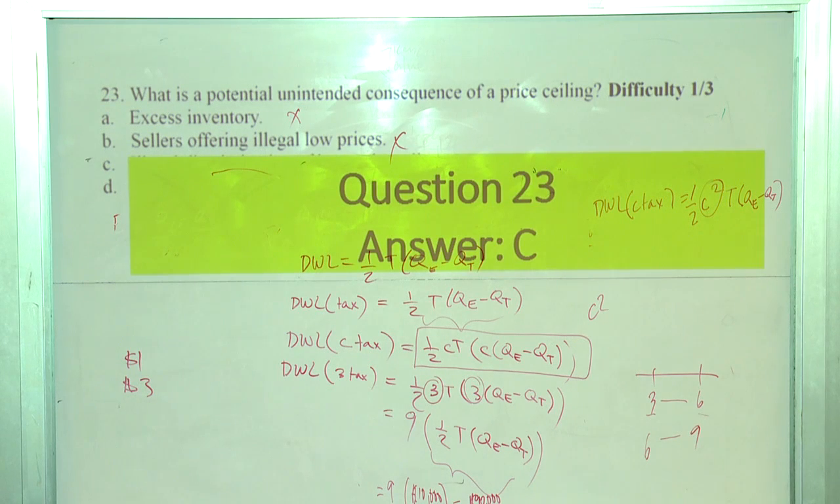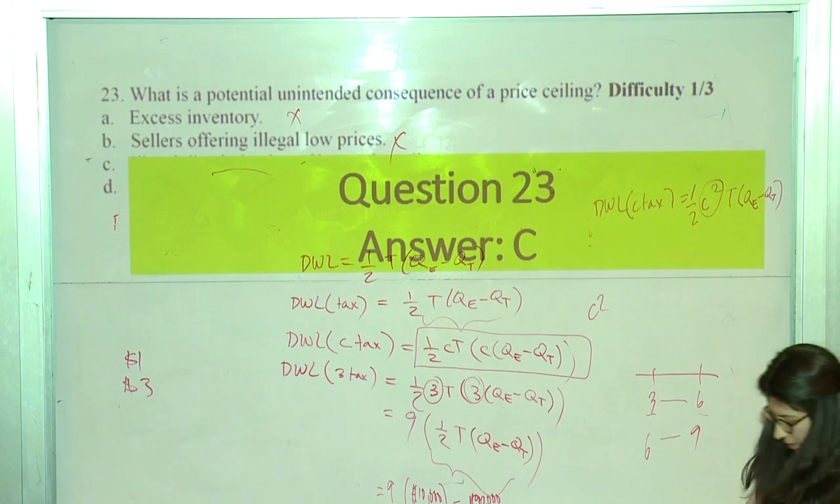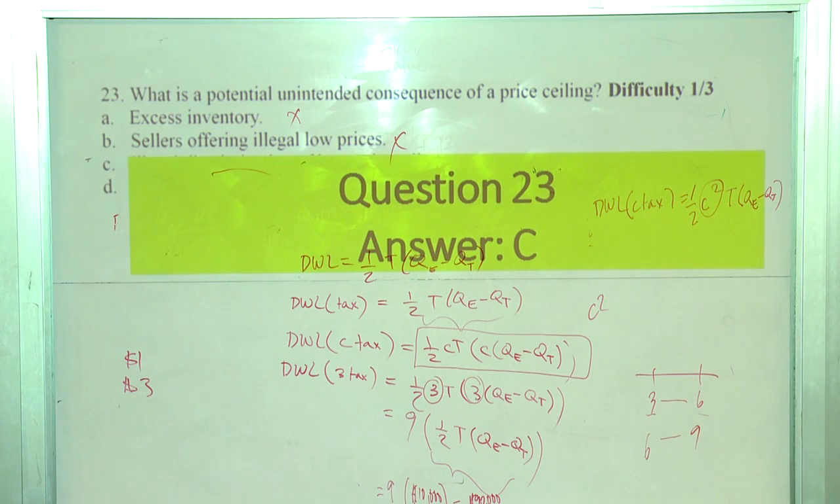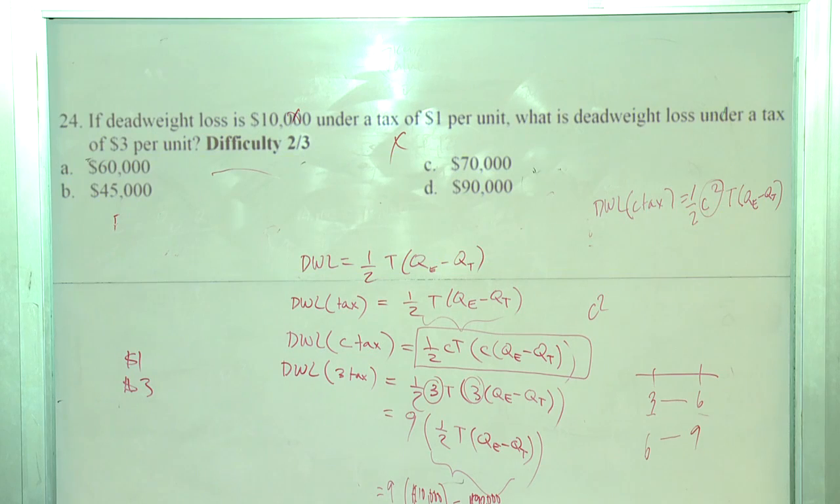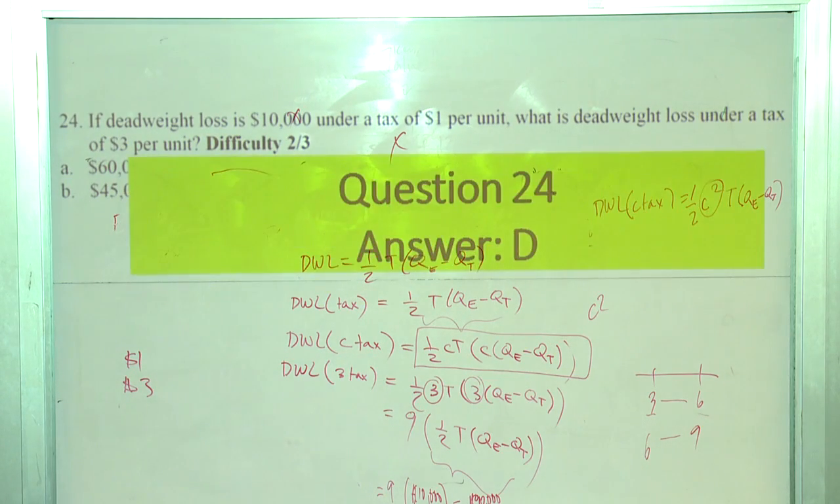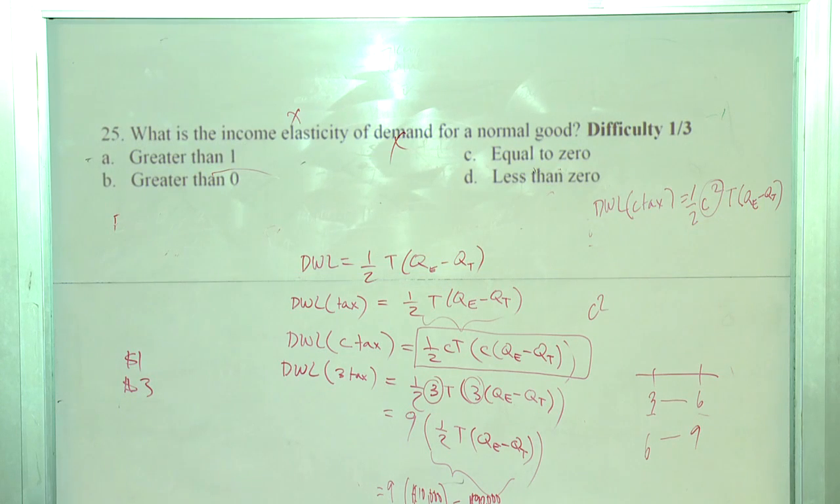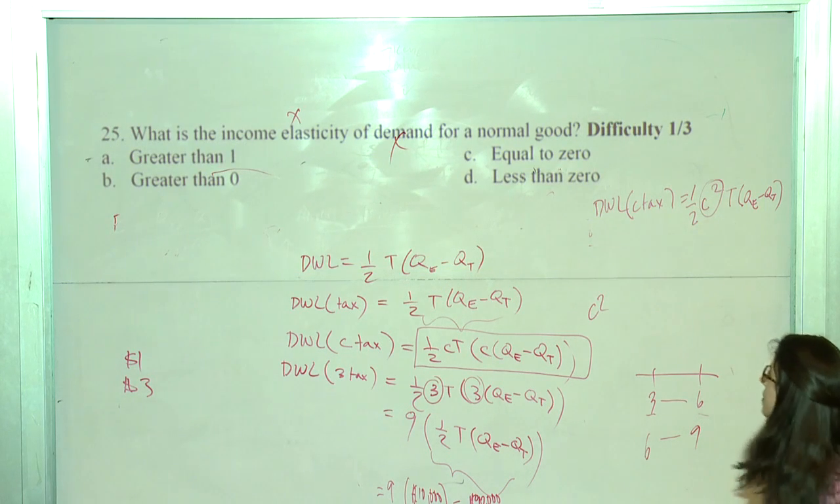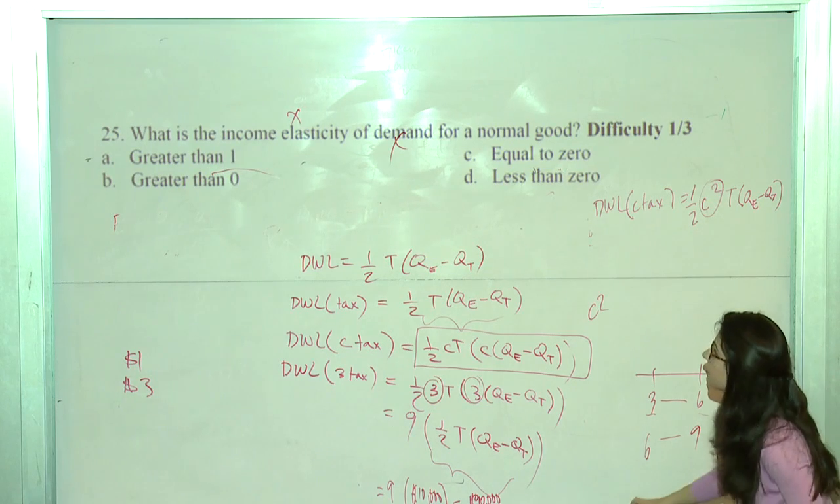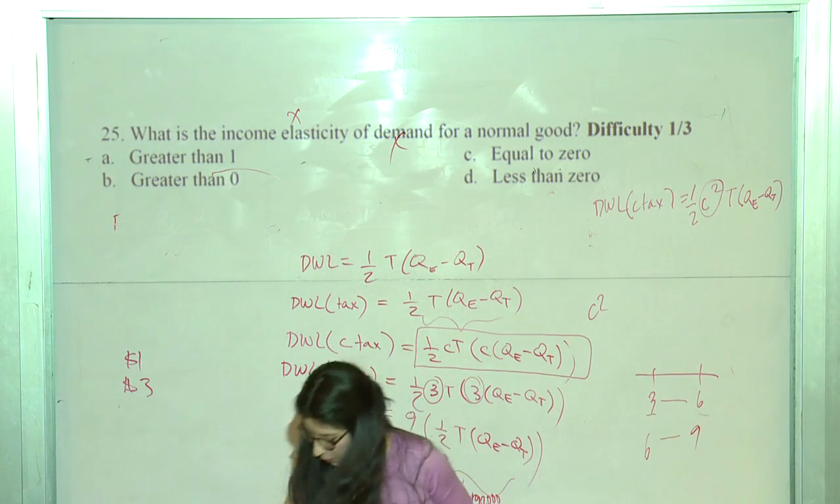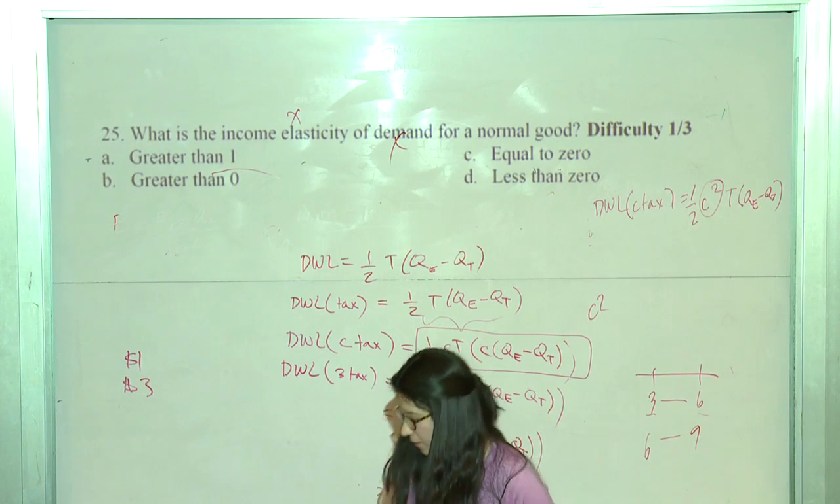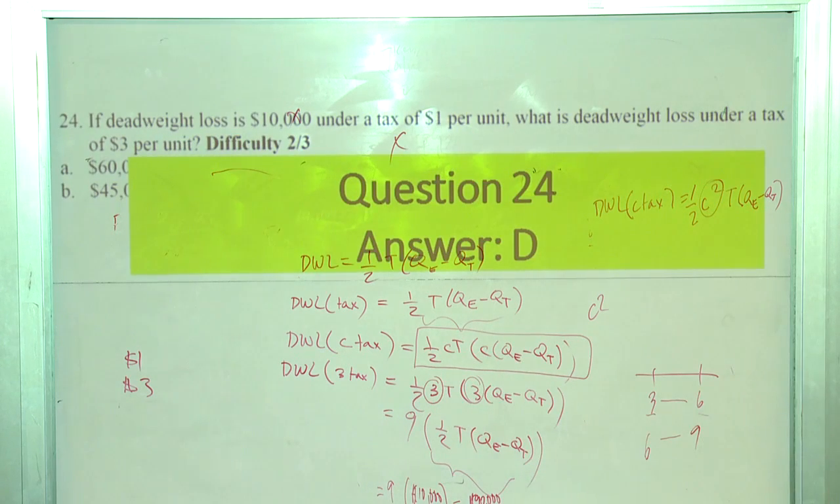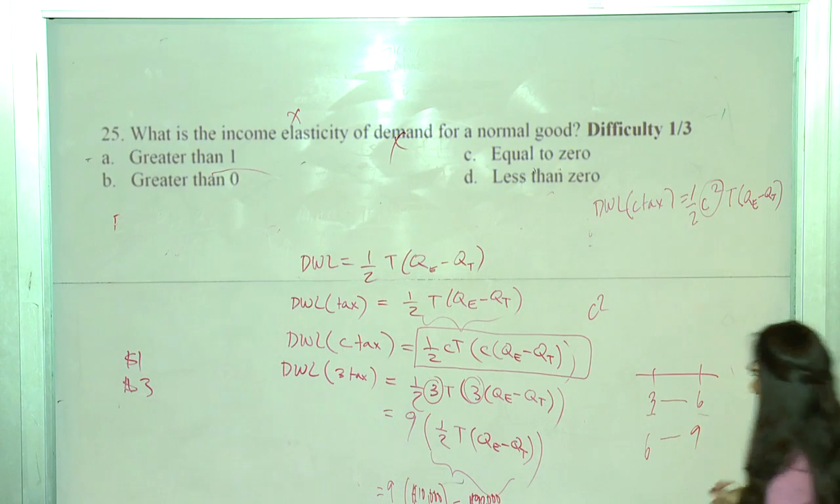Any more questions about this question? Okay, guys. So, we're skipping back and forth. All right, so the answer here is going to be D. Excellent. Question 25, last one. What is the income elasticity of demand for a normal good? All right, so what do we know about a normal good? Why do I keep going back and forth?